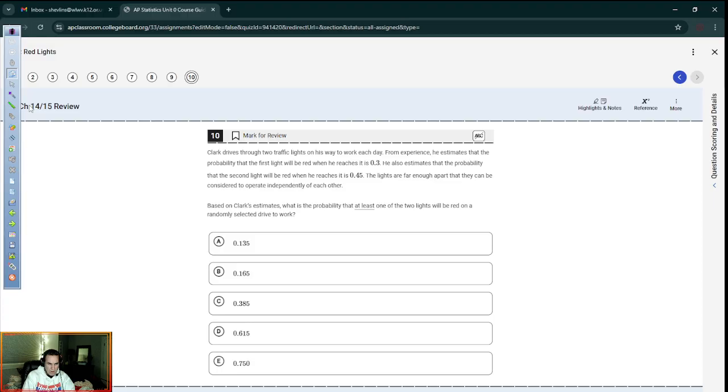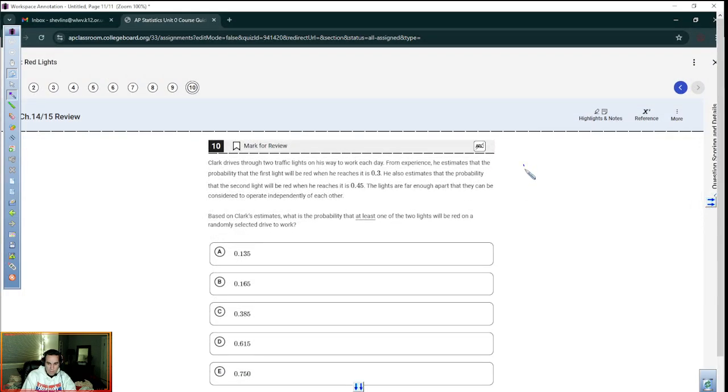Clark drives his way to work. Oh, this is a fun one. This is what I imagine when I'm driving to work. Clark drives through 2 traffic lights on his way to work. He estimates that the probability that the first light will be red to be 0.3. Chat, clip that. Okay, first one is red.